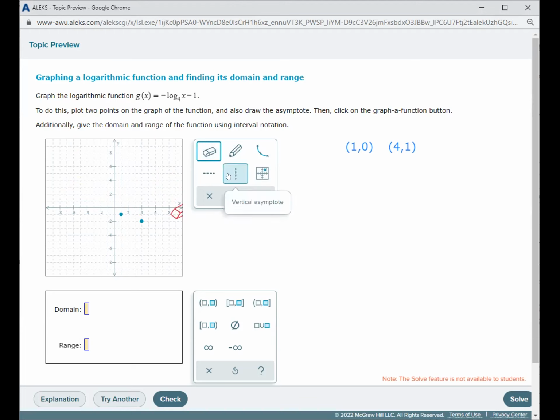The vertical asymptote has not been changed. It stays at 0. So we've done 2 points. We have the asymptote. If we click this, it'll graph it. For the domain, this is going to go from 0 to infinity. And then the range on all of these, negative infinity to infinity.